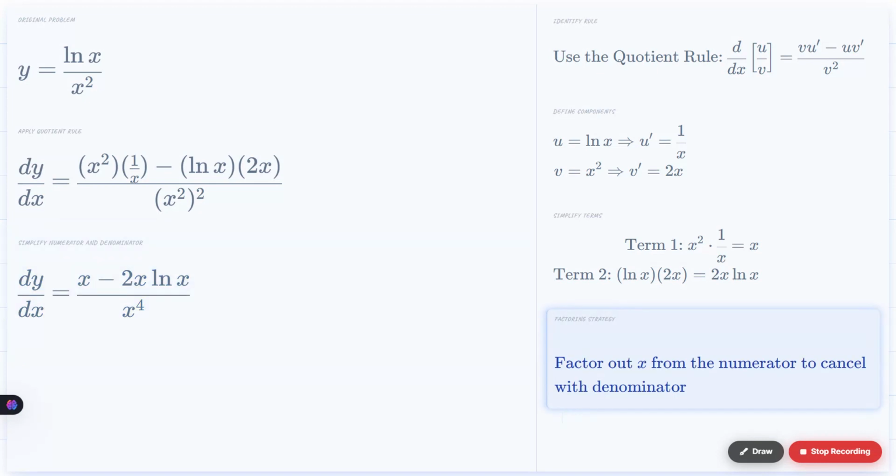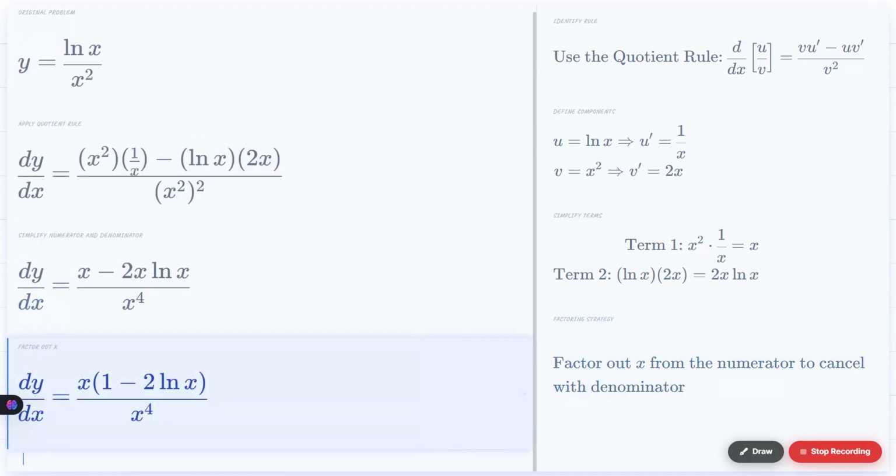We look for a common factor in the top part. We do this to find a way to make the fraction smaller. Both terms on the top have an x in them. We take x out of the top part by factoring it. We do this to prepare for cancelling parts of the fraction. When we factor out x, the top becomes x times 1 minus 2 times natural log of x.